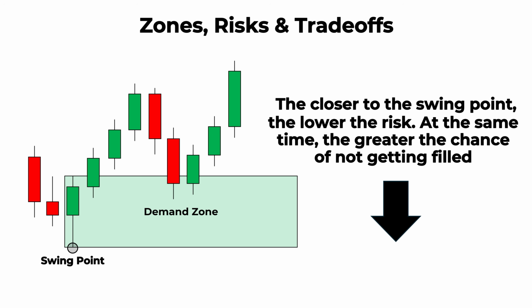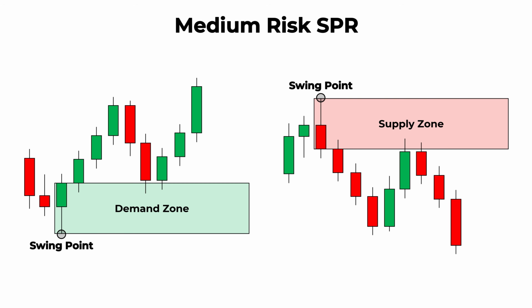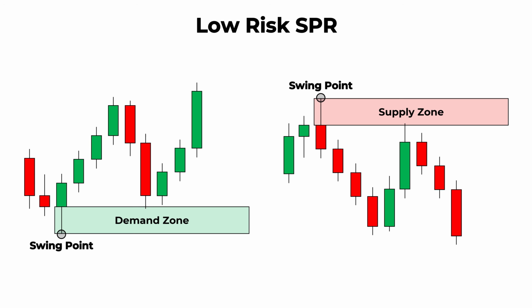Within the swing point range technique, when we highlight the whole range of the candle forming the swing point, we have the high risk version. The medium risk version ignores the upper shadow in a demand zone and the lower shadow in a supply zone. The low risk version highlights just the lower shadow in a demand zone and just the upper shadow in a supply zone.